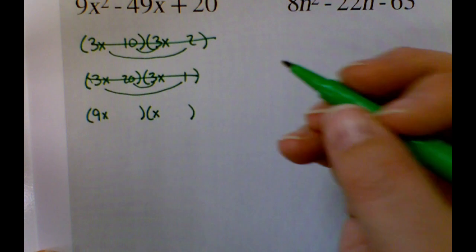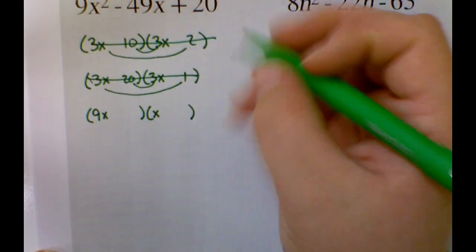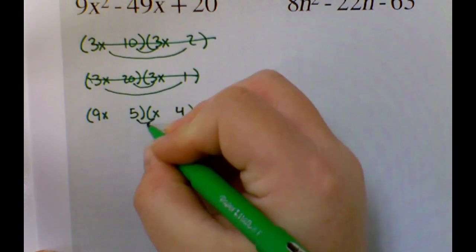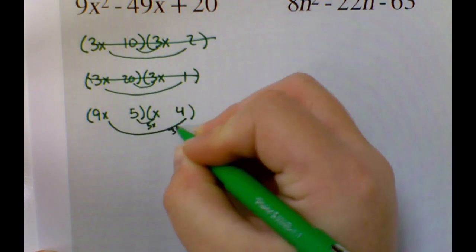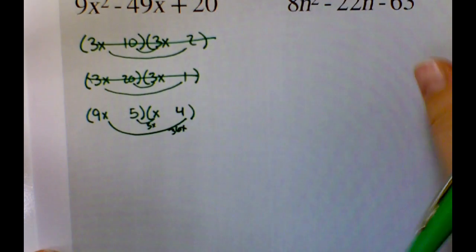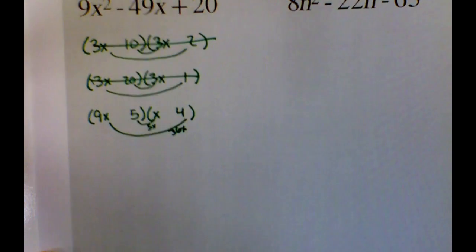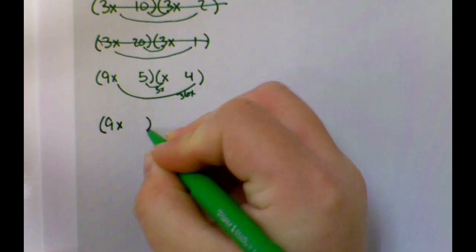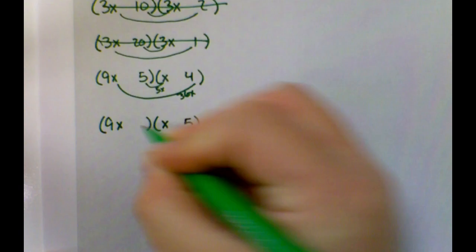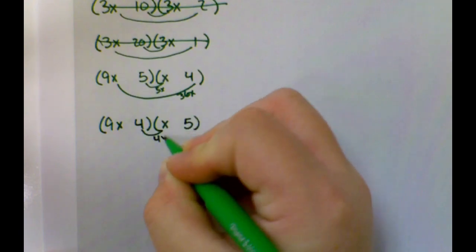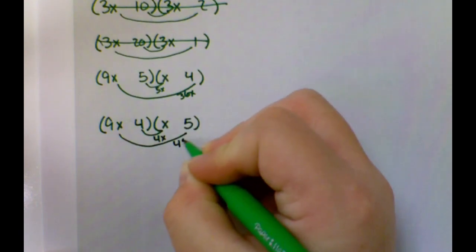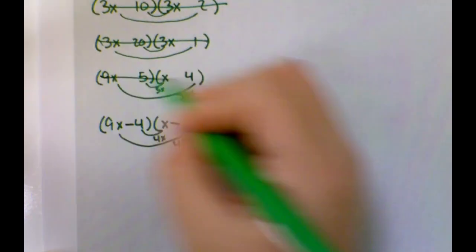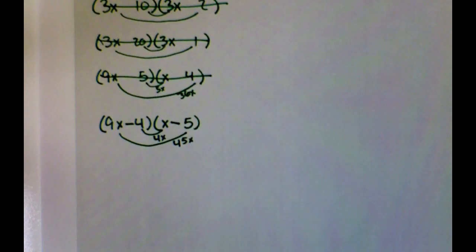Let's try 5 and 4 for 20 now. If I do 5 and 4, I get 5x and 36x. Ooh, those make a 41x in the middle, but that's close to what I need, but not quite. So try flip-flopping them. I have a 4x and a 45x. Oh, and guess what? If they're both minuses, it works. 9x minus 4 times x minus 5.